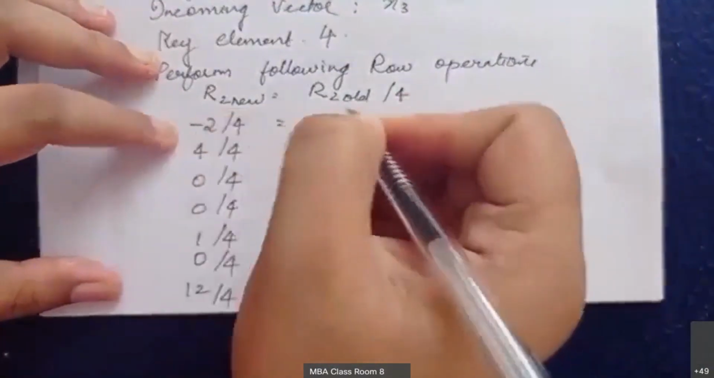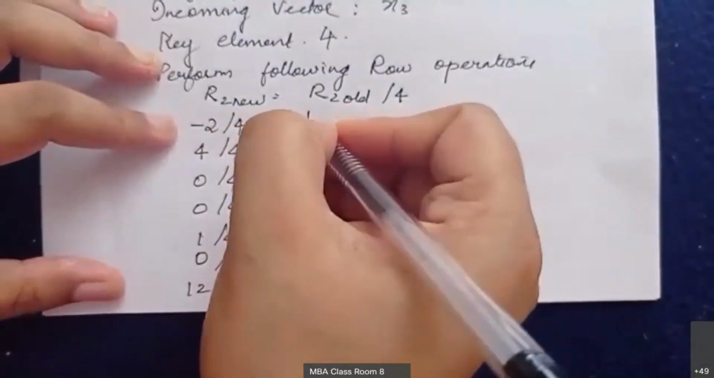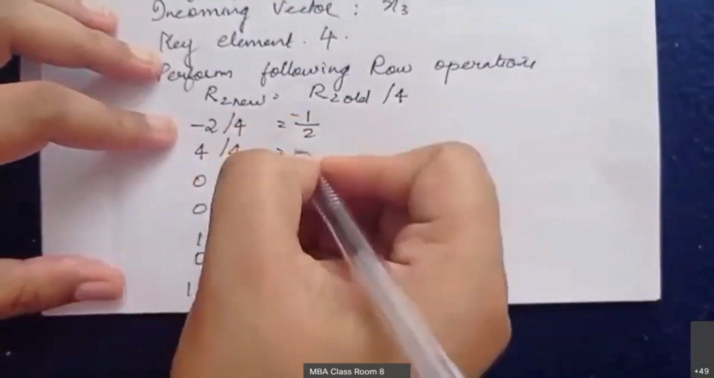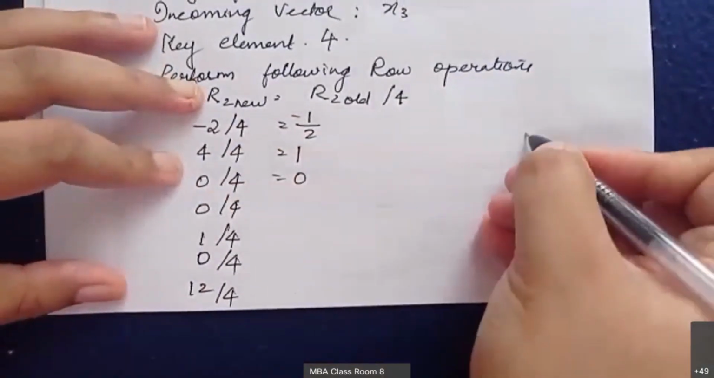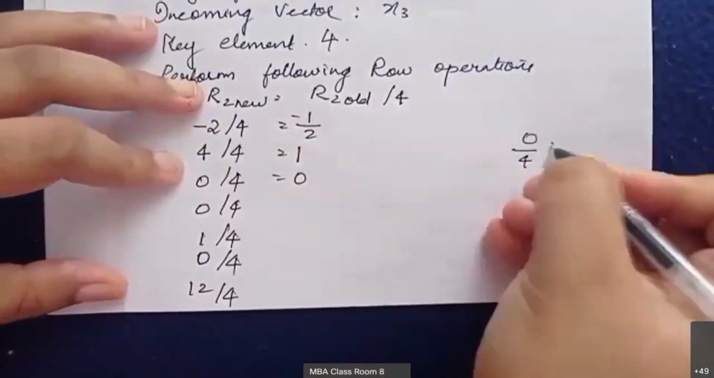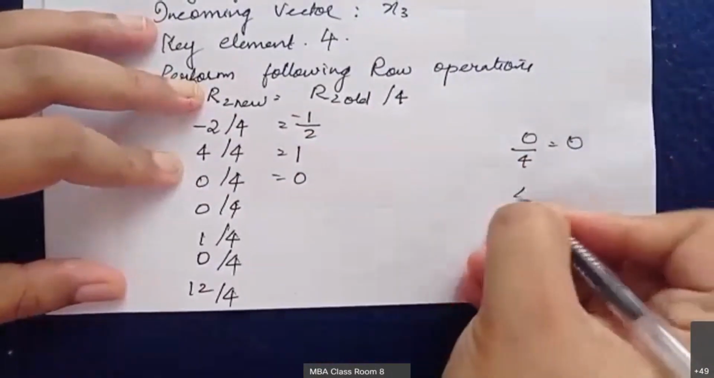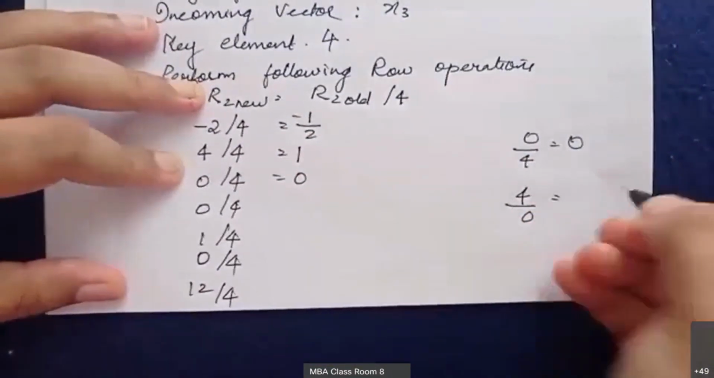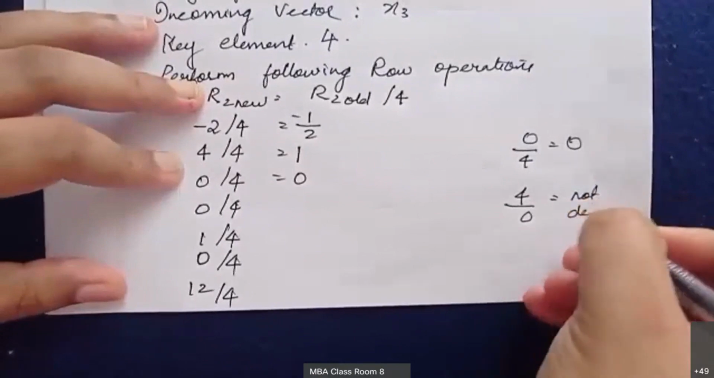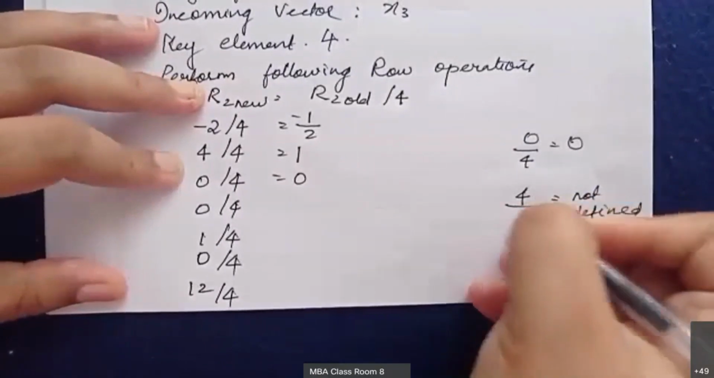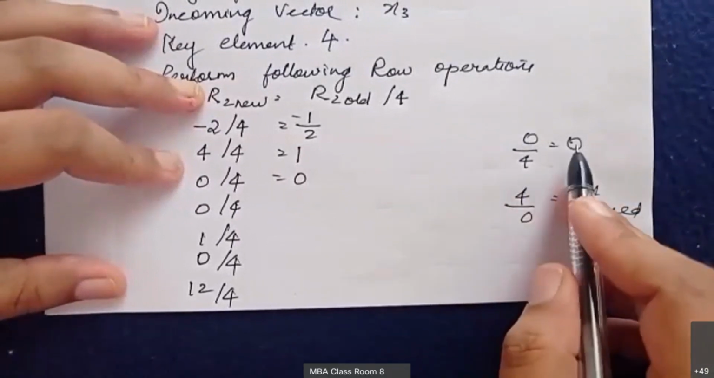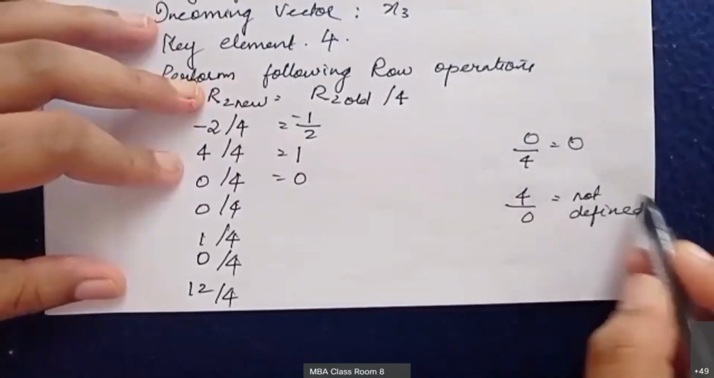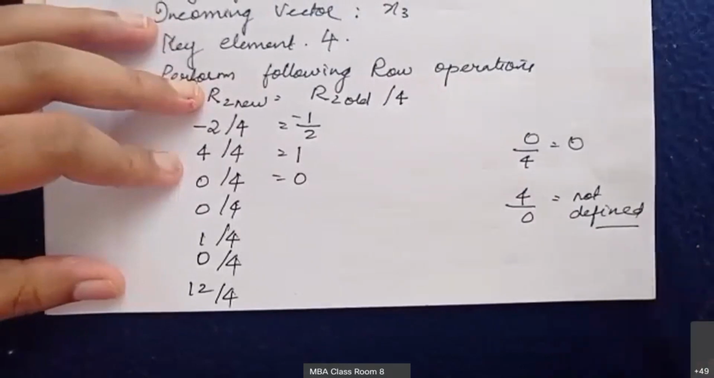What is the answer? -2 divided by 4 will become -1 by 2. This will become 1, this will become 0. Just before that, I'll tell one more thing. 0 divided by 4 is 0. But 4 divided by 0 is not defined. Any number divided by 0 is not defined. 0 divided by any number is 0. If it is not defined, then you just put a dash there.